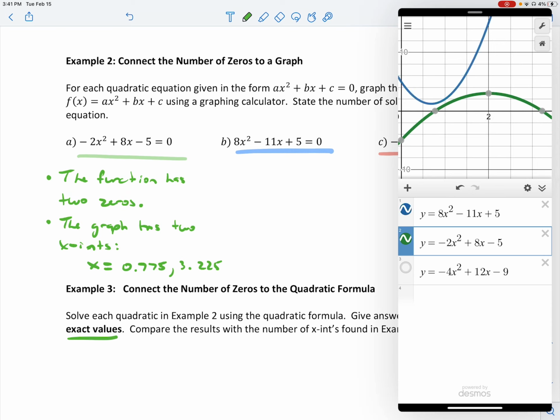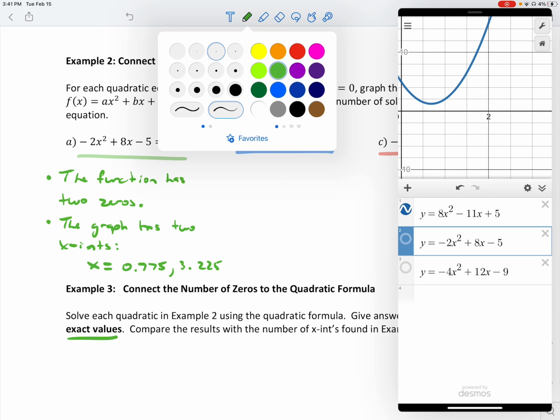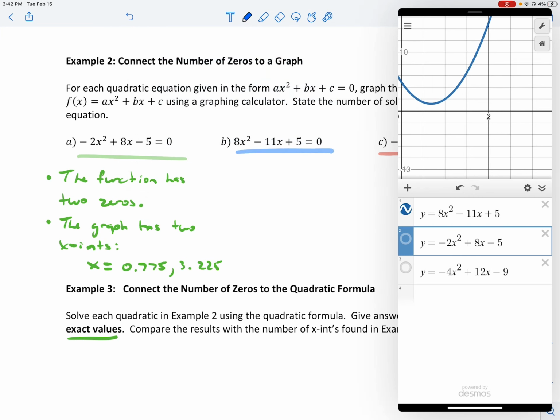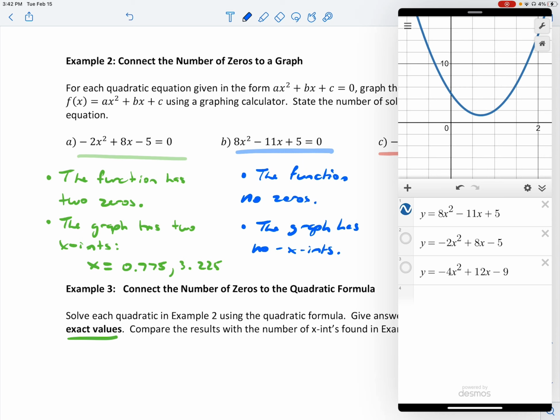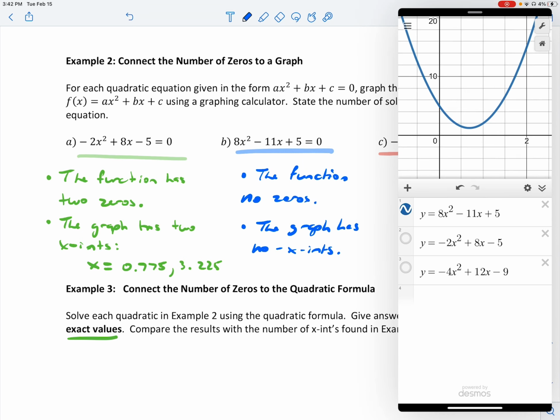All right, now the blue one, let's turn the other one off. We can say the function has no zeros. That means the graph has no x-intercepts. And that's very common for a quadratic to open upwards or downwards and be above or below the x-axis.